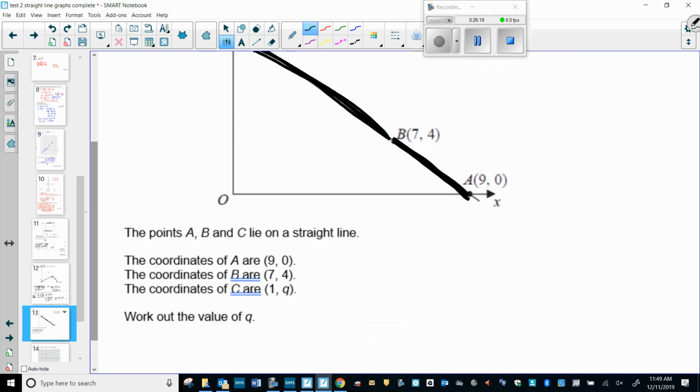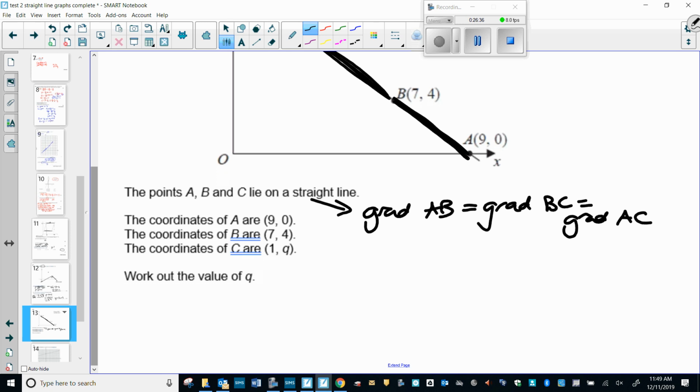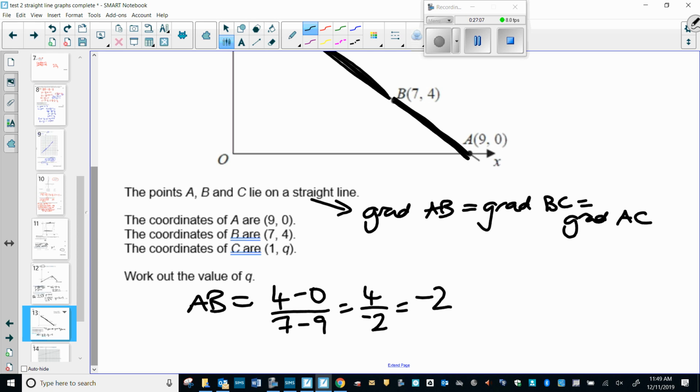So, if they lie on a straight line, then the gradient of AB is equal to the gradient of BC, which is equal to the gradient of AC. Any of those gradients are the same. So what we're going to do is establish what the gradient actually is, then use our coordinates for C in one of those calculations, and rearrange to find Q. We did one similar in our examples. So let's find the gradient of AB. The gradient of AB would be change in y over change in x. So 4 take away 0 over 7 take away 9, which is 4 over negative 2, which is negative 2. So our gradient of AB is negative 2.